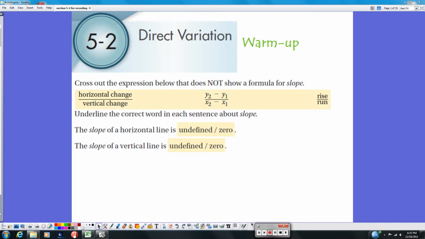Welcome to section 5.2. In section 5.2, we're going to talk about direct variation. First of all, let's review some things we know about slope.